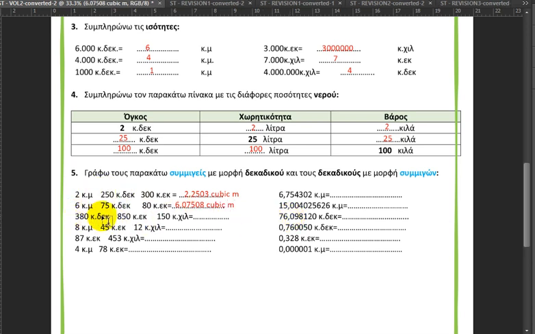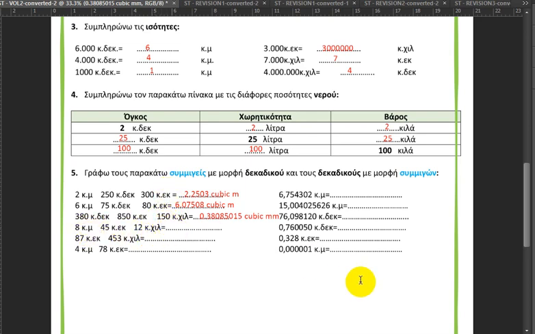Next up, we have 380 cubic decimeters. All right, so no cubic meters, so 0.38, and then 850 cubic centimeters, which means this is going to be like this, and then 150. Okay, so that's going to be right here. And it's this many cubic millimeters.